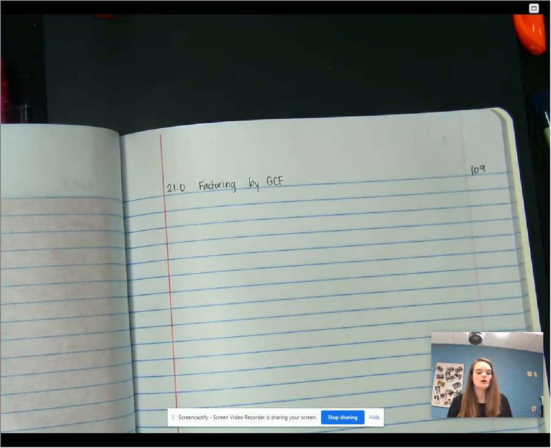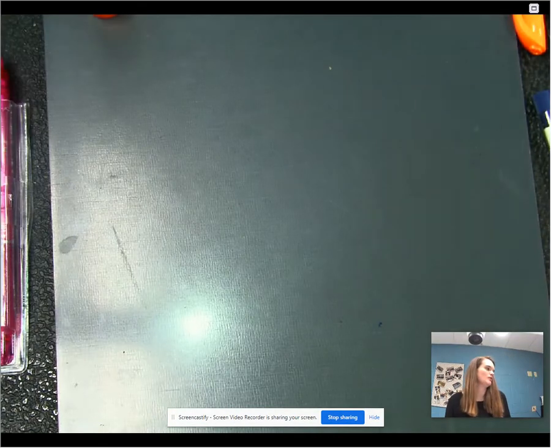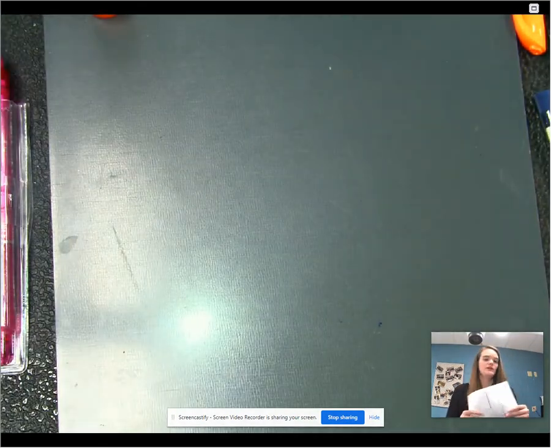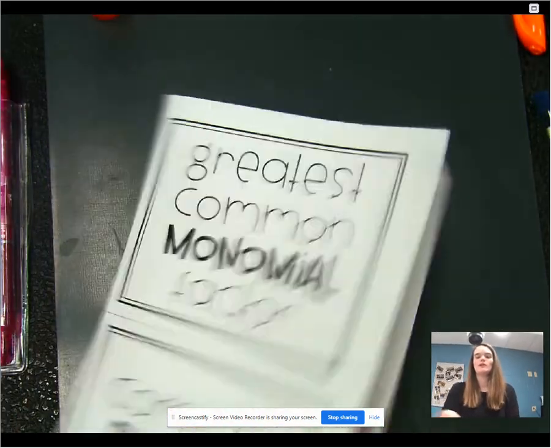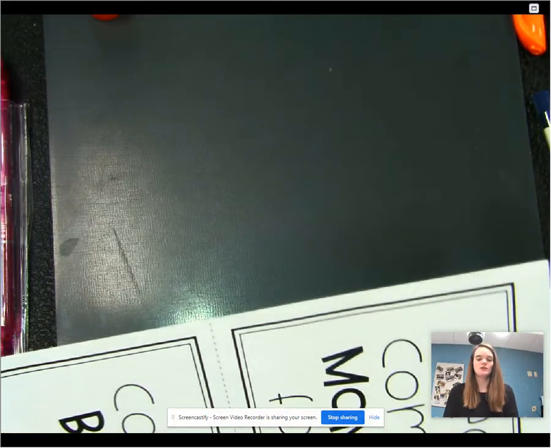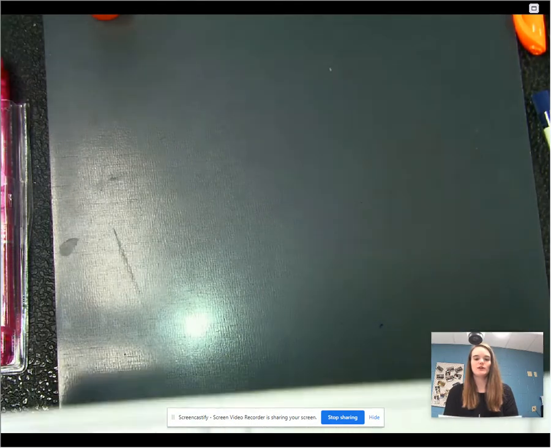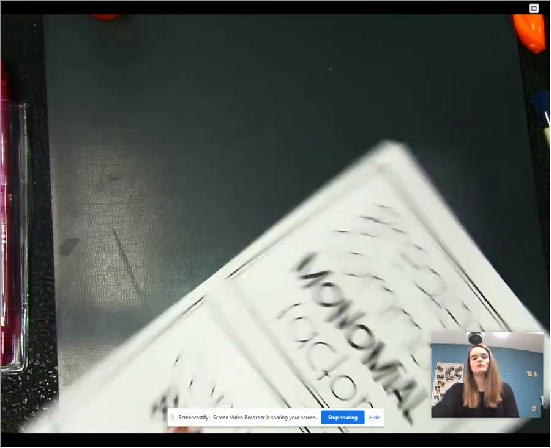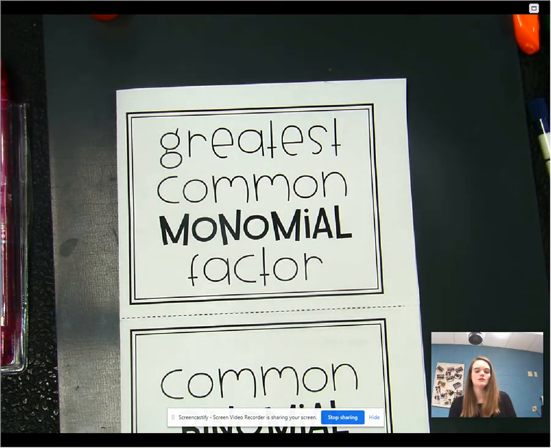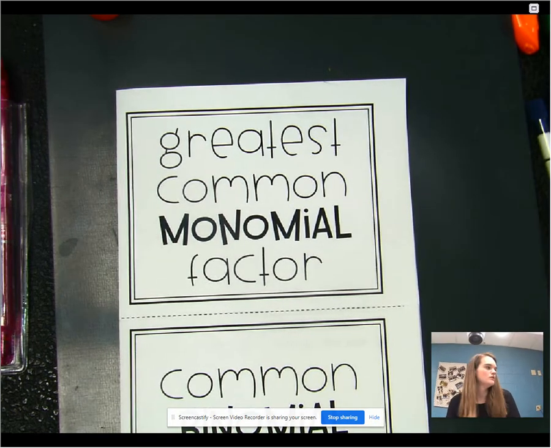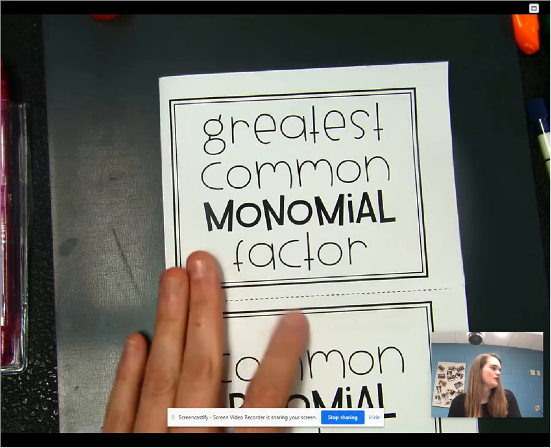Okay, so attached to this, you have a foldable, just like this. You're going to fold it in half and cut on the dashed line. We're only going to do the top portion in this video. We'll do the bottom portion in the second one here. But we are going to factor greatest common monomials first. We'll do greatest common binomial in the next video. So go ahead and open.